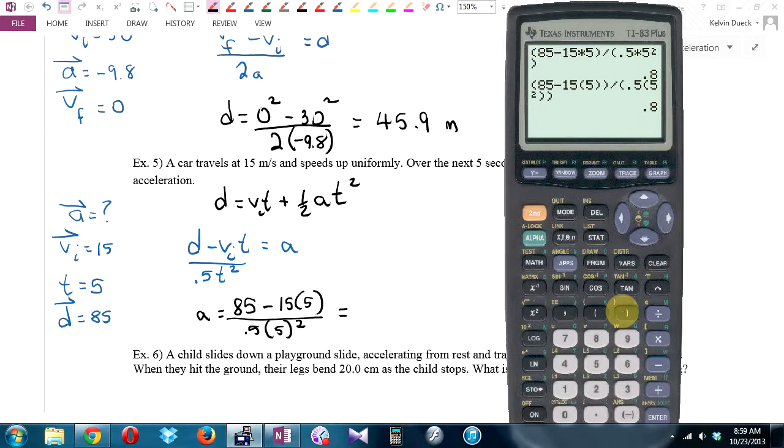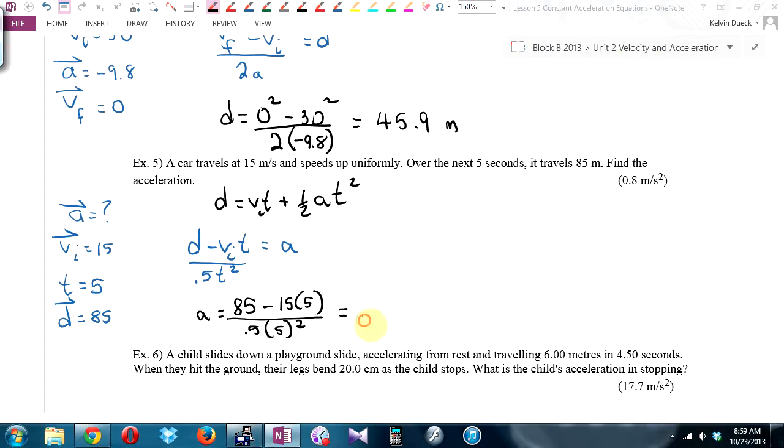Yep. Nope. How many sig figs? 2. How many sig figs? I take that back. 1 sig fig in my answer, 0.8. Units: meters per second squared.